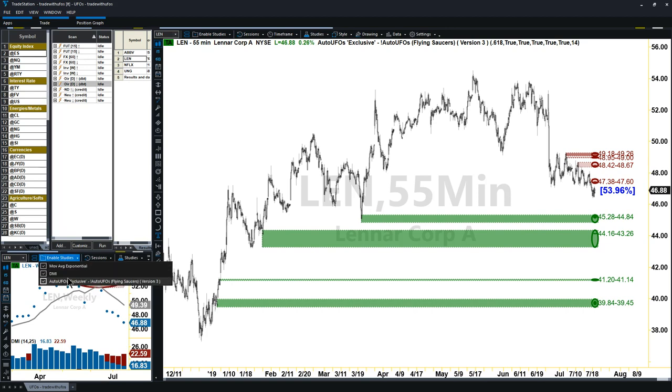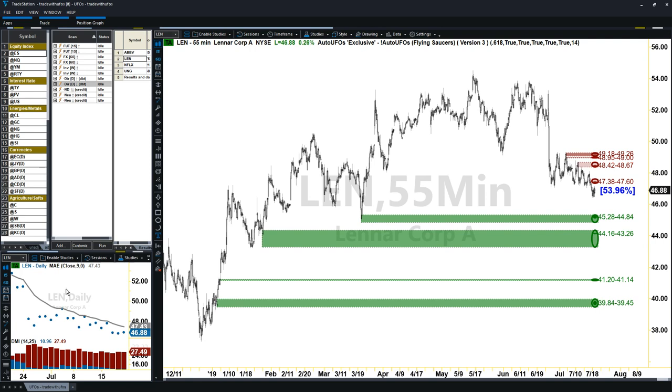So I am now disabling AutoUFOs, going back to the daily. Everything is back to normal here, but I know what my target is, which is 42.90. Current price is 46, entry will be 47. So what are we going to do here?